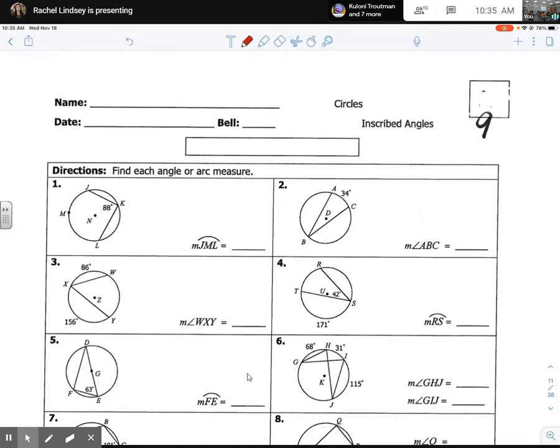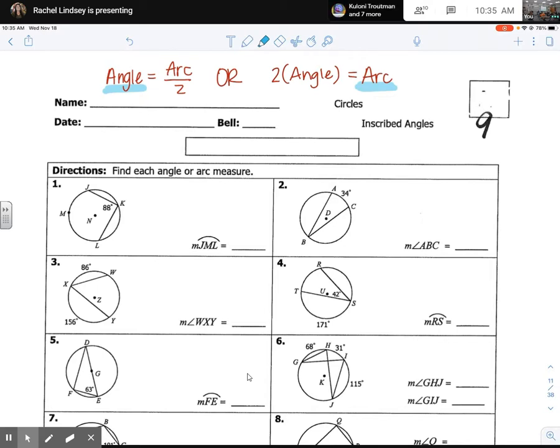Okay, so now on page 9, all of those we just looked at were central angles. Now this one's going to be inscribed angles, which means that the vertex is on the side of the circle. And the two formulas we have for that is angle equals arc divided by 2. Or if we're looking for an arc, 2 times angle equals arc. So if we're looking for angle, that's what we use. If we're looking for arc, that's what we use.